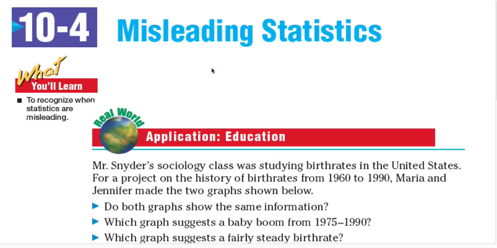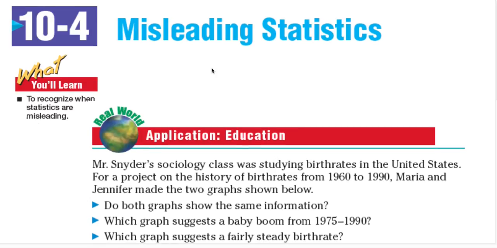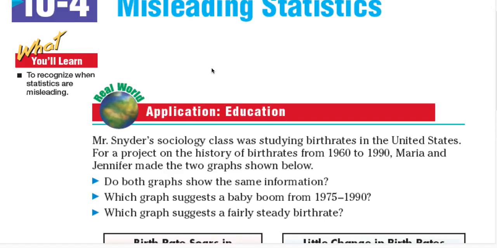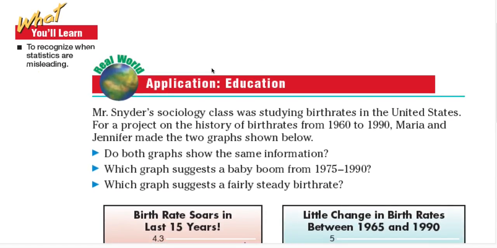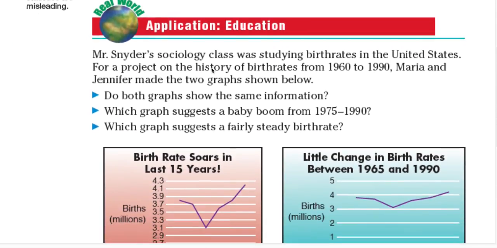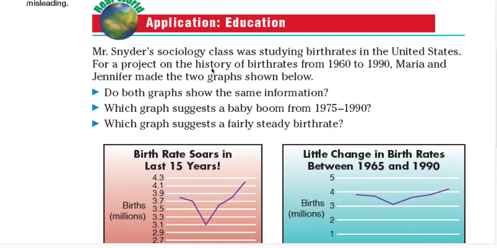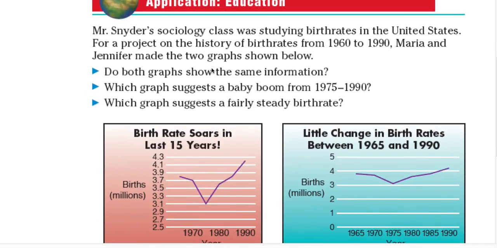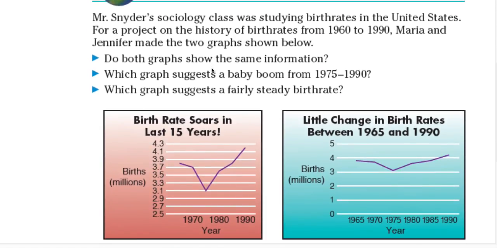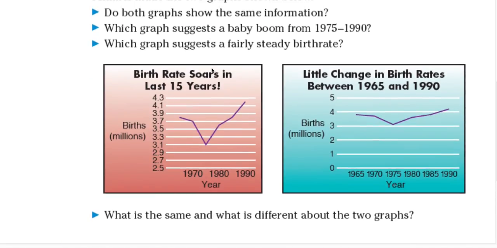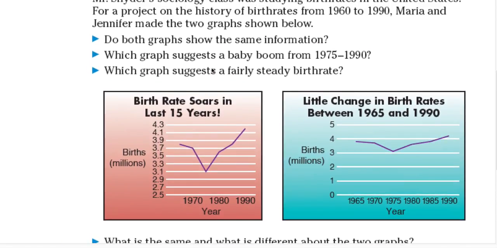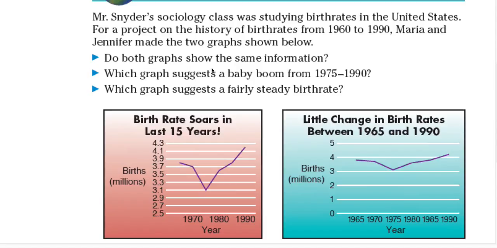Mr. Snyder's sociology class was studying birth rates in the United States for a project on the history of birth rates from 1960 to 1990. Maria and Jennifer made two graphs as shown below. If you look at those two graphs, study them for a few seconds, and let's answer the questions that follow.